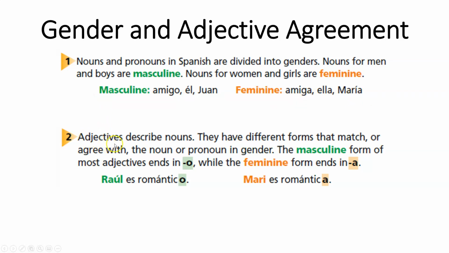So adjectives are description words. They describe nouns, a person, place, or thing. And they have different forms that match or agree with the noun or pronoun and gender. So male adjectives or description words normally end in O, and feminine adjectives or description words end in A. So you have the same description word that changes because it's attached to either a boy or a girl. So Raúl es romántico. He's a romantic guy. Mari es romántica. She is a romantic girl.